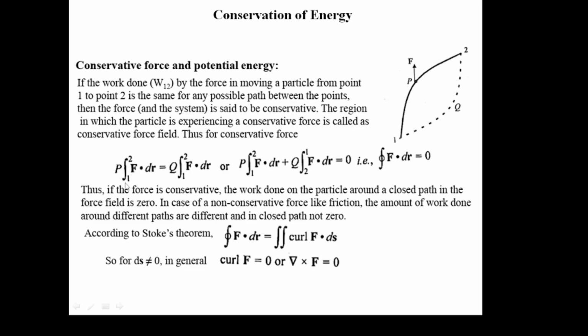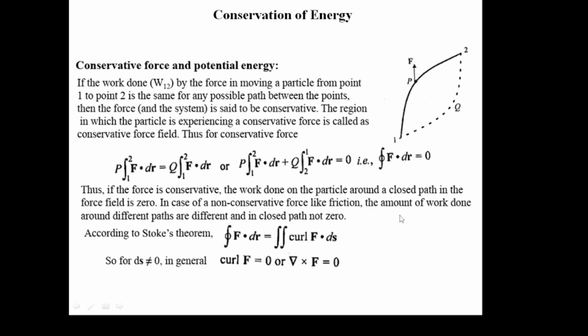So the integral of F dot dr, where the particle is going from 1 to 2 along path P, and also going from 1 to 2 along path Q, is the same for a conservative force field. So the cyclic integral of F dot dr is equal to 0. That means the particle goes from 1 to 2, then returns from 2 to 1. If the force is conservative, then the work done on the particle around a closed path is always 0.